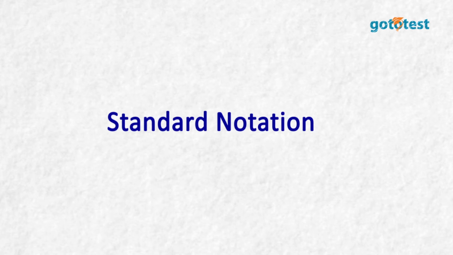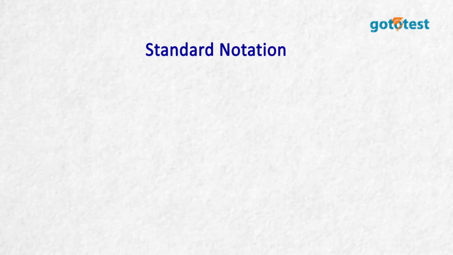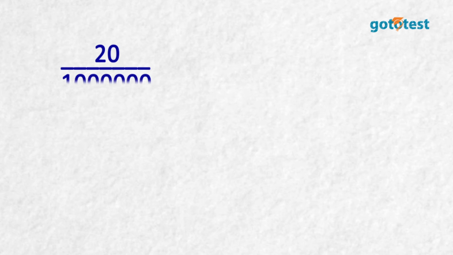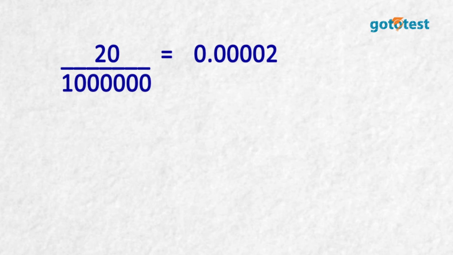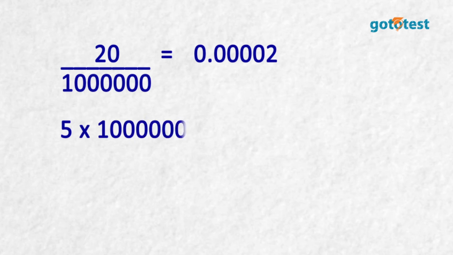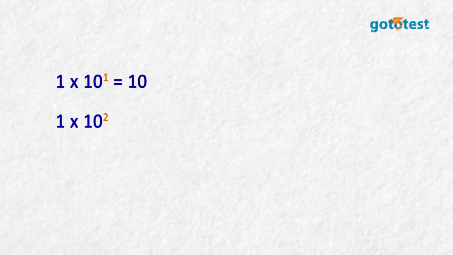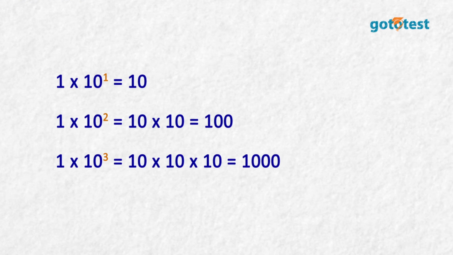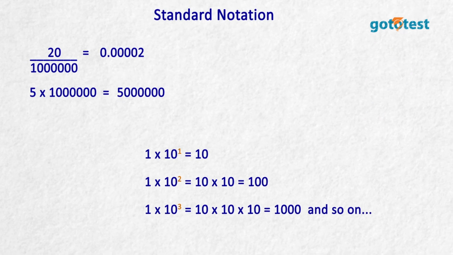Now let us examine how to use exponents to express very small numbers like 20 divided by 10 lakhs, or very large numbers like 5 multiplied by 10 lakhs. The trick here is to understand the exponents of 10. Notice that when the number is 100, that is with two zeros, the number can be written as 1 multiplied by 10 to the power 2. When the number is 1000, that is with 3 zeros, the number can be written as 1 multiplied by 10 to the power 3, and so on.